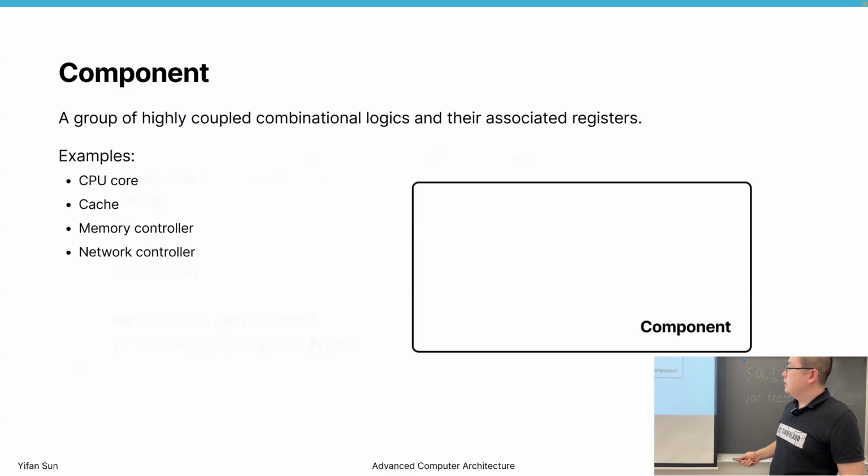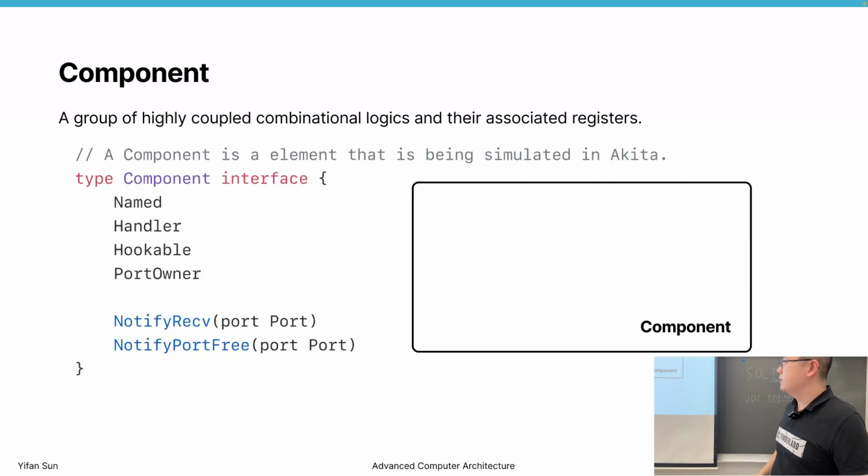So we typically draw a component in this way, just a block. I know in some other simulators, components are called different things. For example, Gem5 calls a component a sim object. Some other simulators even call it a box or block. They're pretty much the same thing. Nothing really new here. So what is a component in code?